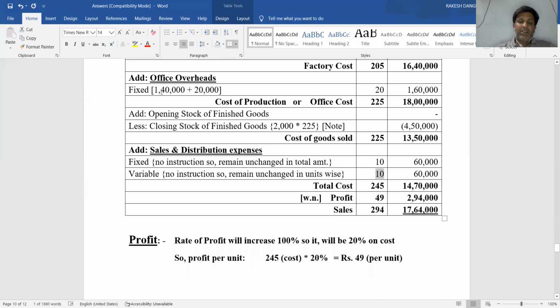Now sales and distribution expense should be added into cost of goods sold. So we get 245 as the total cost, and in total amount, total cost is rupees 14,70,000.